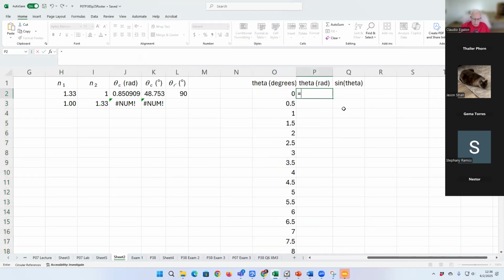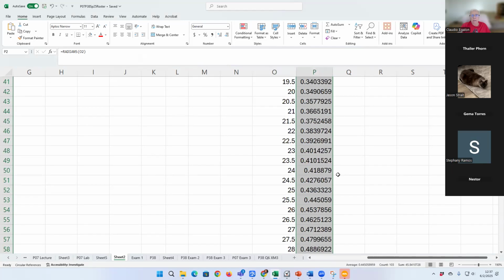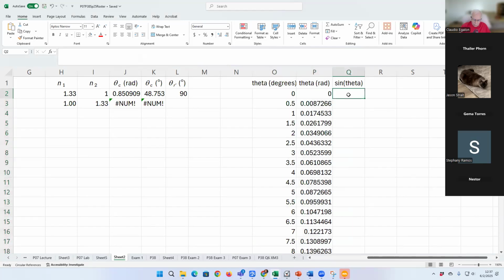Theta in radians, I've got to change that to radians. 0 degrees is 0 radians. Half degree is 0.0087 radians, and so on, right? I'm going to leave that for now. And now I'm going to write down the sine of theta. And then I'm going to show you the percentage difference. Okay, percentage difference between sine of theta and theta in radians, multiplied by 100, divided by the exact value.